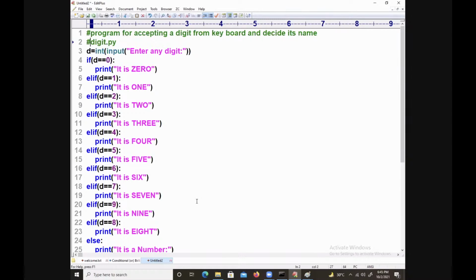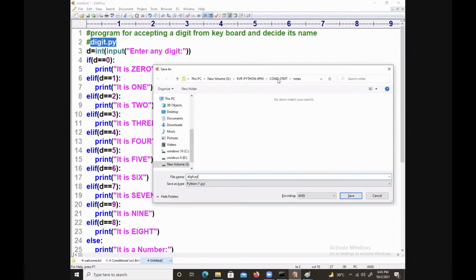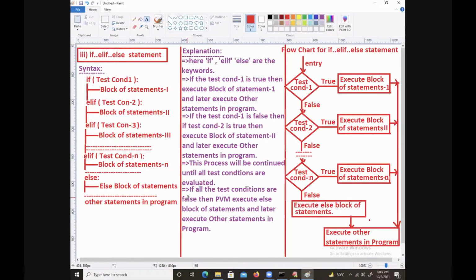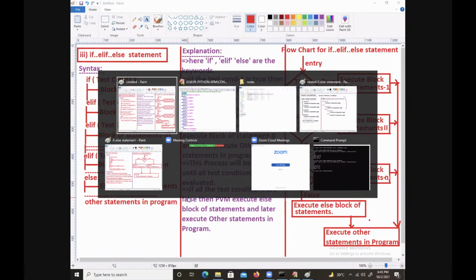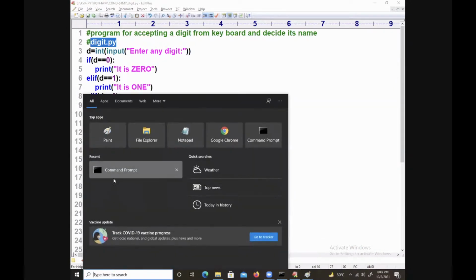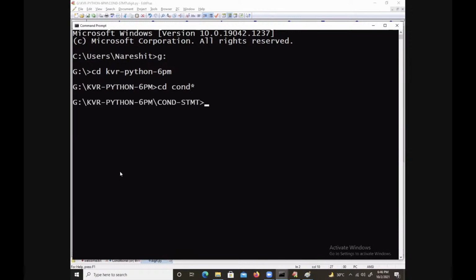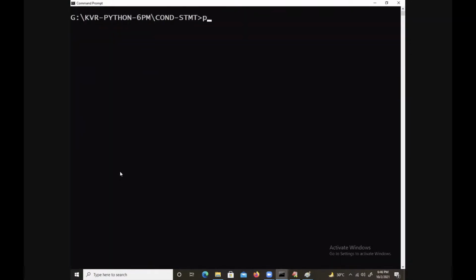Okay. So now I am writing, going to the conditional statement here. Save it. Now execute. Go to the location of it. Go to the command prompt and then say print. Now cd, and I am going to take conditional statements. Run python conditional digit dot py. Enter any digit.